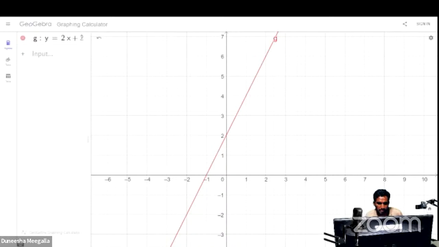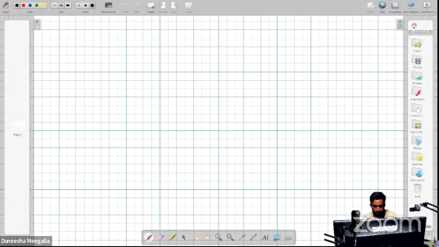Today we're going to discuss the graph. First we're going to discuss the basics of the coordinate system. Write down the name of the lesson: graphs.